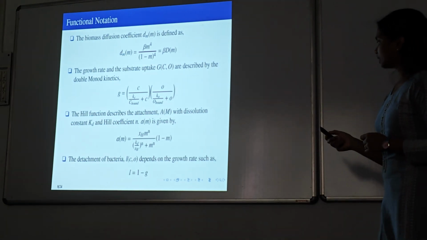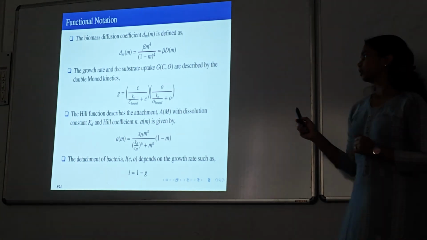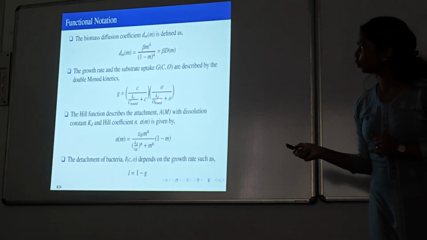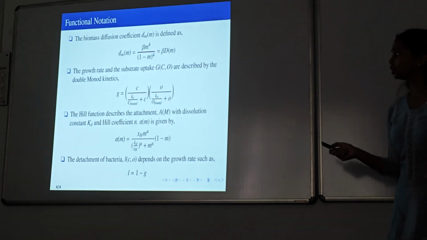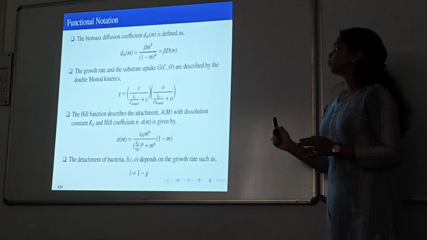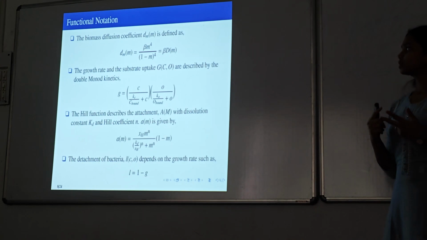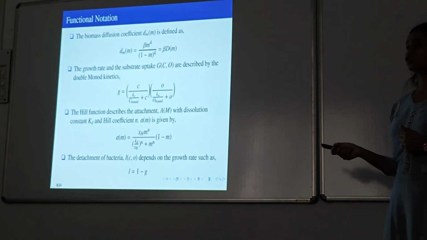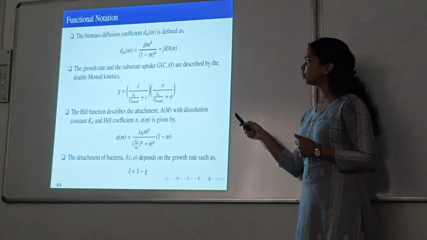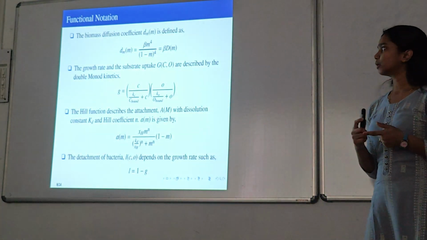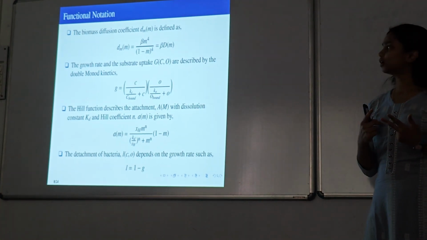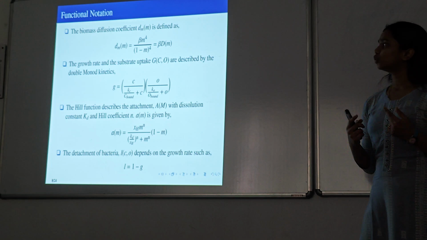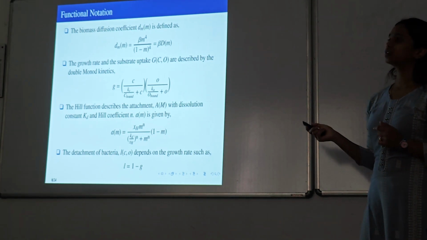And the substrate uptake is described by the double Monod kinetics. We have specifically chosen this function of G. This is actually the growth rate or the substrate uptake, because those two are proportional. We have chosen this because we have two substrates, C and O, and if we have one limiting substrate, then the growth rate is proportional to the concentration of the limiting substrate. If we have two substrates in abundance, then it will be nearly a constant. And if we have two limiting substrates, then it will give us a bilinear growth rate.